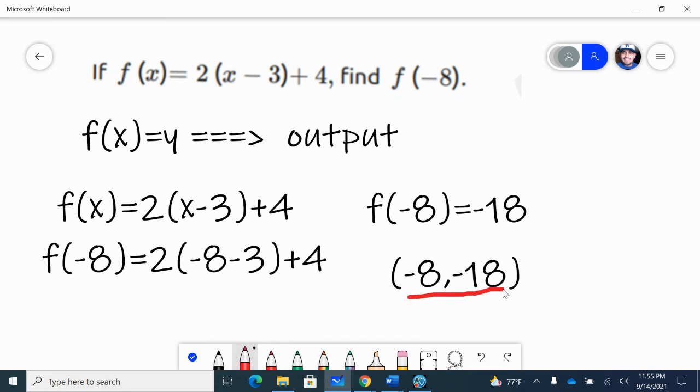So f of negative 8 is a negative 18. All right, there it is. So again, we plugged this negative 8 into the equation. As you can see, there it is. And we worked it out using our handy dandy calculator, and we got a negative 18. All right.